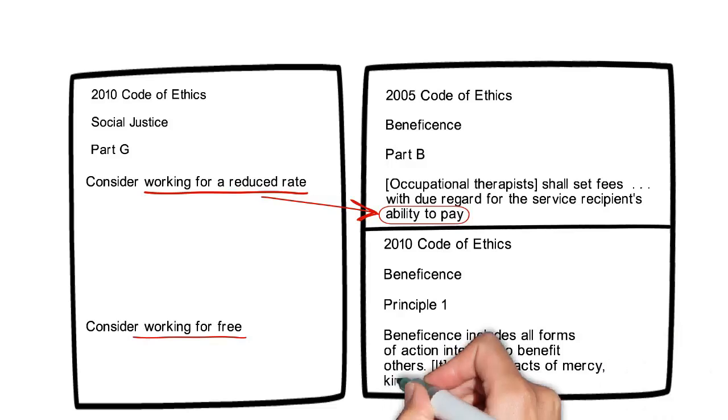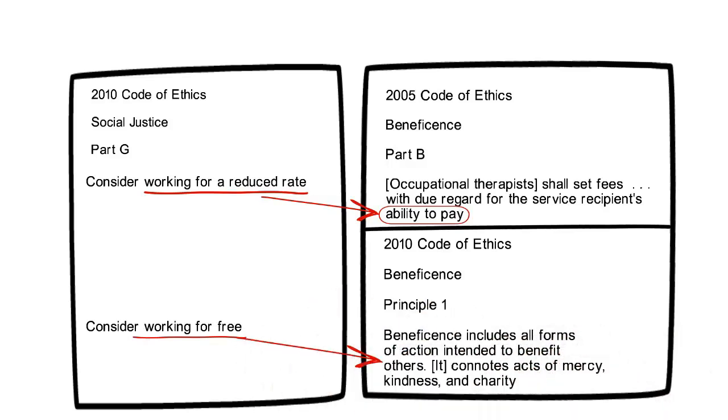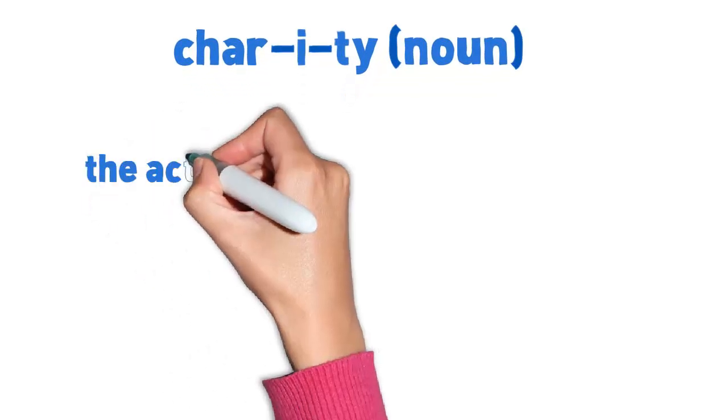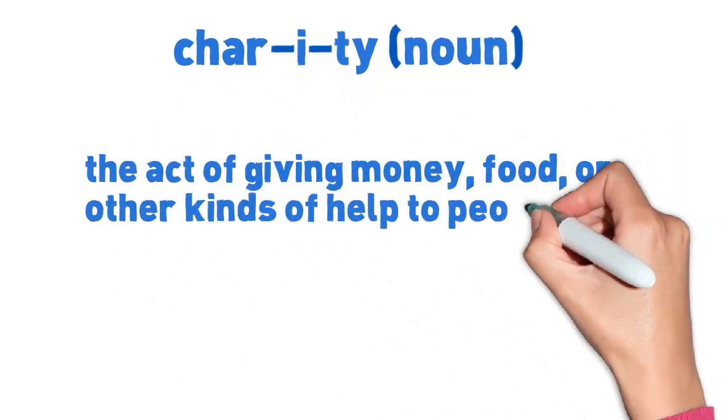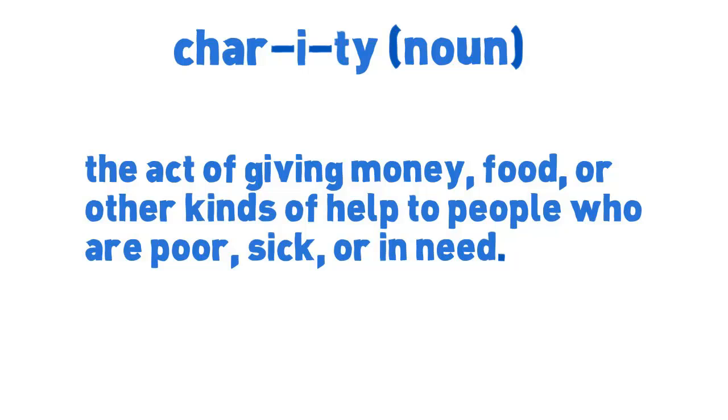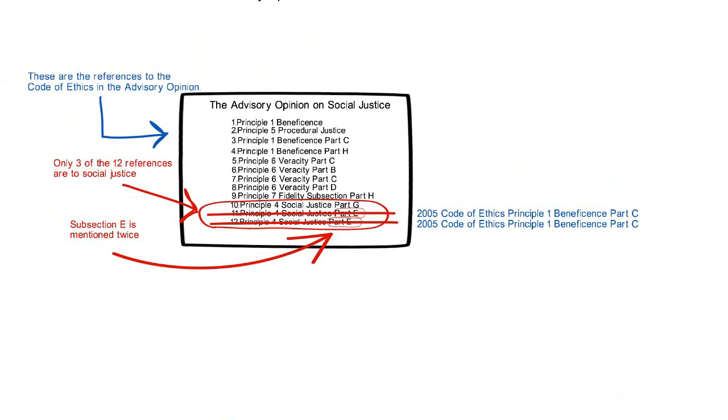The Principle of Beneficence in the 2010 Code states that beneficence includes all forms of action intended to benefit others. It connotes acts of mercy, kindness, and charity. Working for free for those who cannot afford it is charity. Charity is defined as the act of giving money, food, or other kinds of help to people who are poor or sick. This means that even the reference to Part G in the advisory opinion is not necessary.